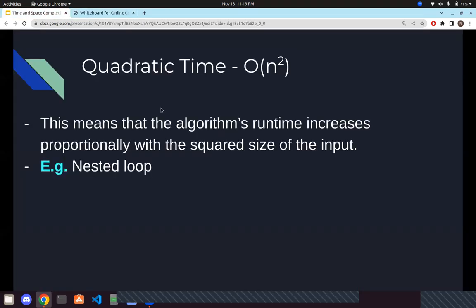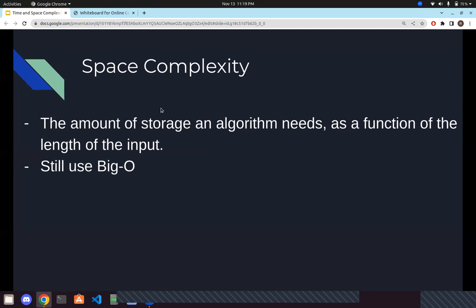So there's also O of n cubed, and so on. n cubed would just be a triple for loop, like for i, for j, for k, and so on and so forth for the other powers of n. So now that was time complexity. Now let's go to space complexity.